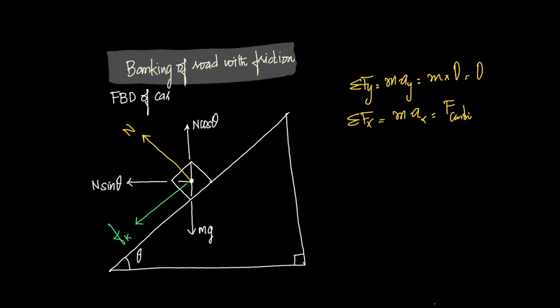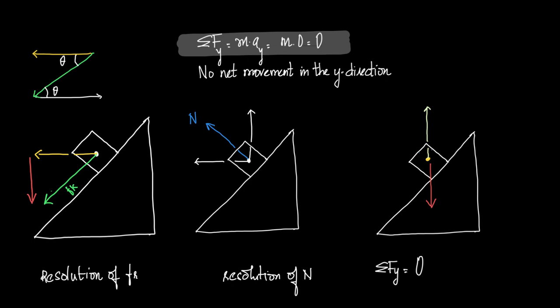So let us now try to draw the free body diagram in a detailed way to find out sigma Fy and sigma Fx, and this time I'll draw it more carefully. I'll increase the number of diagrams so that the concept becomes clearer. Okay, so now, let us first resolve friction.